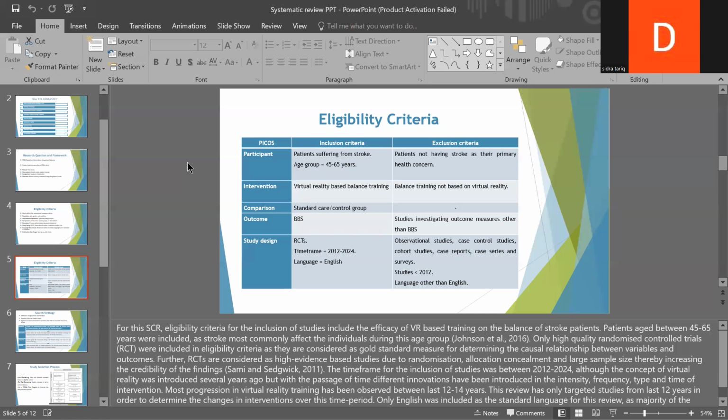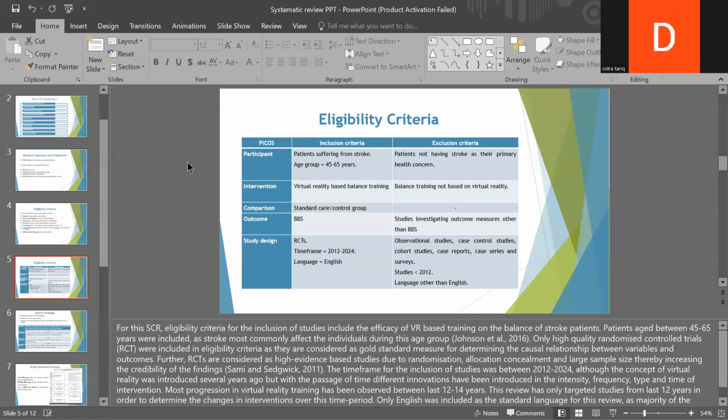As our intervention is virtual reality balance training, we will be looking for the studies having virtual reality as their primary intervention. Exclusion would be balance training not based on virtual reality, as we know that there are several standard procedures for doing balance training, so we will only include the balance training that is based upon virtual reality. Comparison would be simply any standard care group or control group.